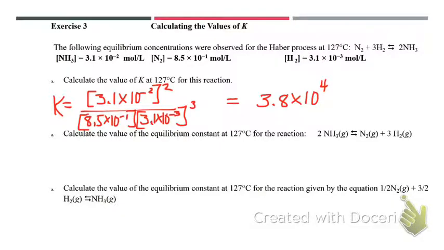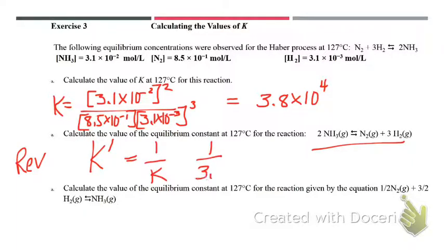All right, so now it says calculate the equilibrium constant, same temperature, for this reaction. Well, what did we do for that reaction? We reversed it. So since it's reversed, K prime is going to be equal to 1 over K. So 1 over 3.8 times 10 to the positive 4 is going to be equal to 2.6 times 10 to the negative 5. So that's how you make that change. Because it's a reverse reaction, we just take the reciprocal of K.